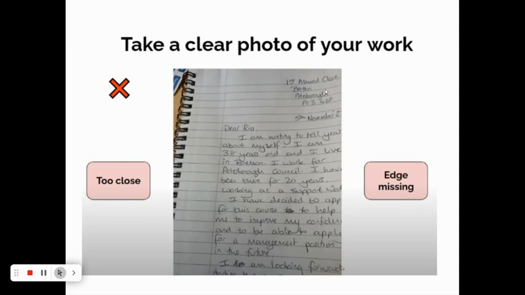This again is another problem. As you can see in this example, the photograph is too close. And so there is an edge missing. We can't quite read here what's going on the side, and we can't read the bottom of the work. So you've got to line up your edges and make sure that you capture all your writing within the photograph.